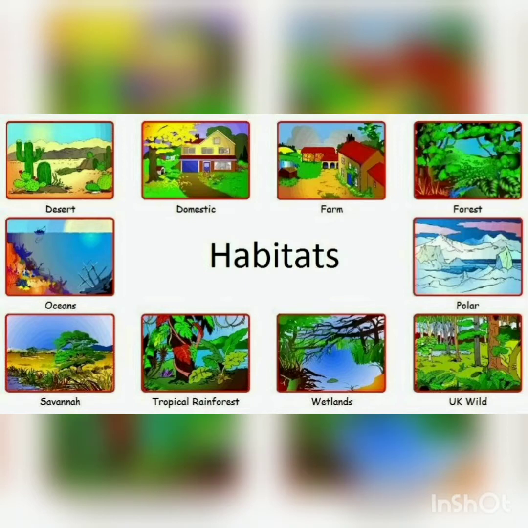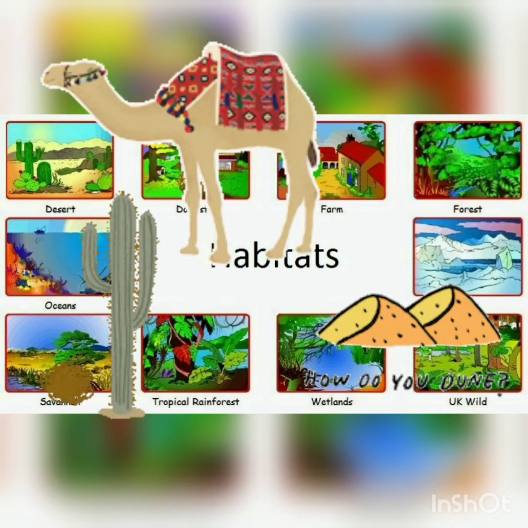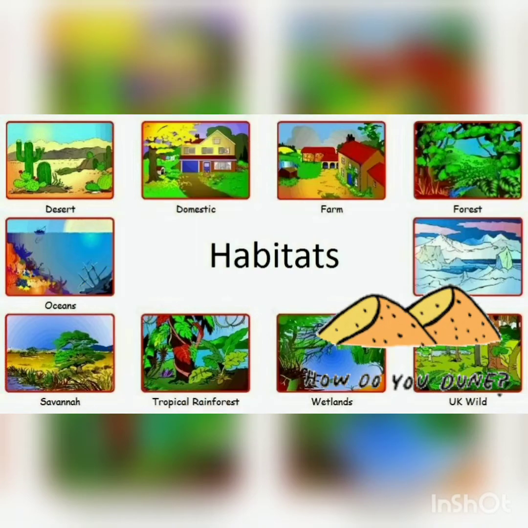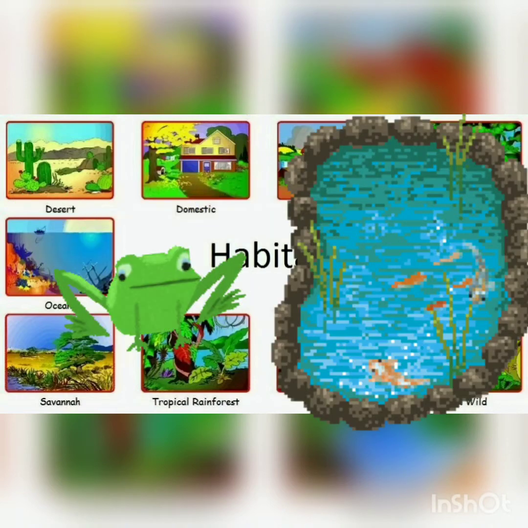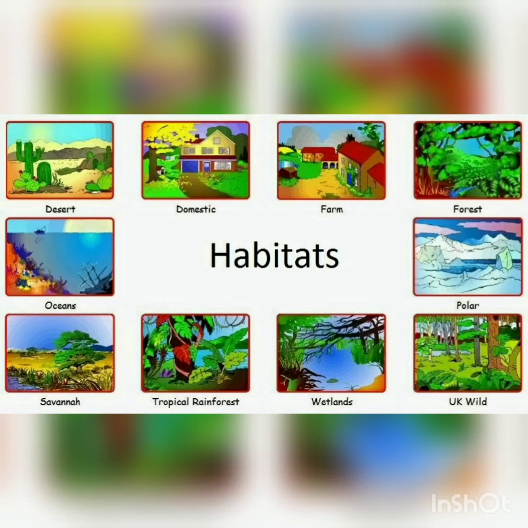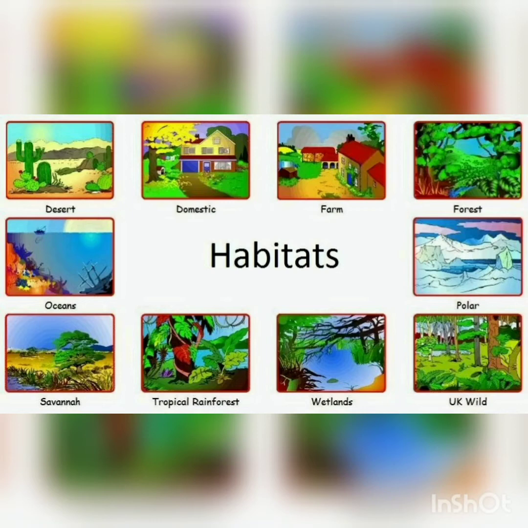The habitat provides an organism with food, shelter, and even climatic conditions which are best suited for them. So, what does the habitat provide the organism with? Food, shelter, and climatic conditions which are best suited for them. The habitat of a cactus plant and camel is a dry sandy desert. For an earthworm it is the moist soil, for a frog it is a pond or lake, and for an elephant it is a dense forest. And we see that organisms living in a particular habitat have different types of features which are suitable for that particular habitat.